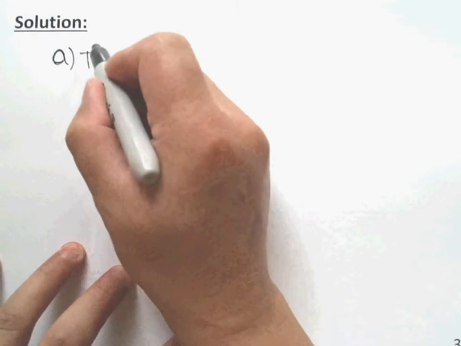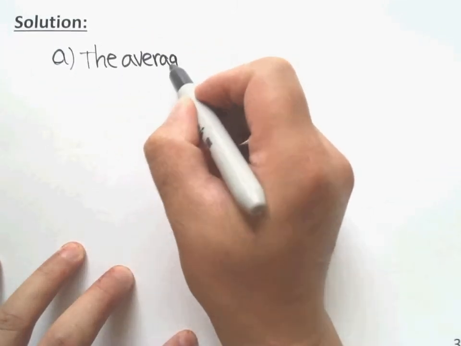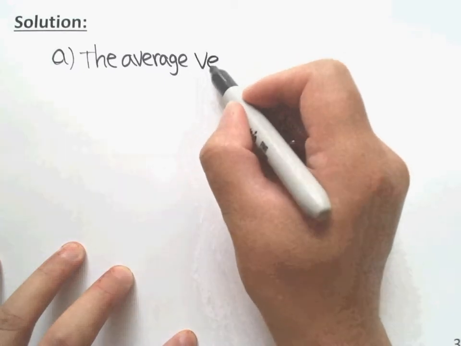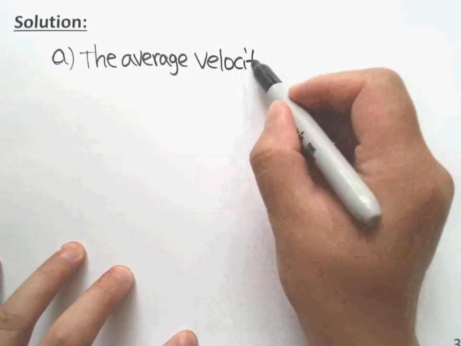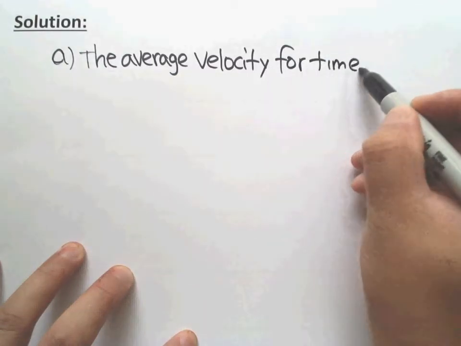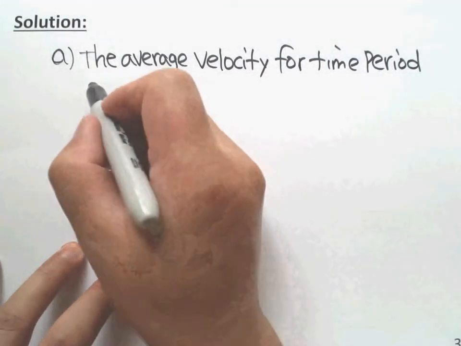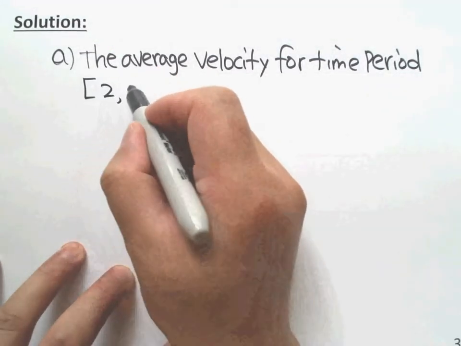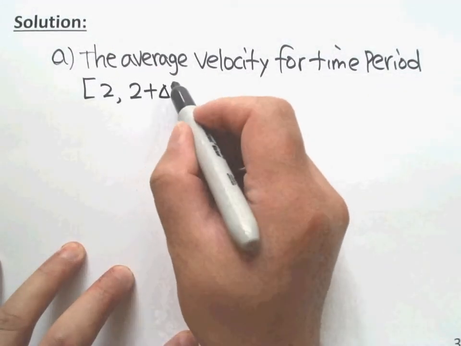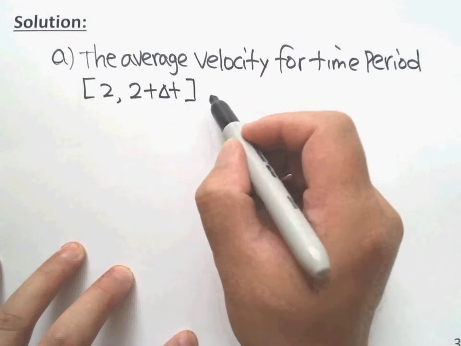okay, and if I simply say the average velocity for a specific time period, we set up from 2 to 2 plus delta t. Delta t is the time increment.